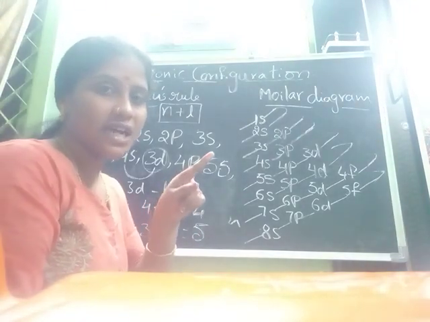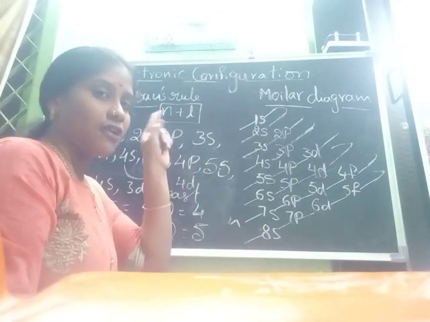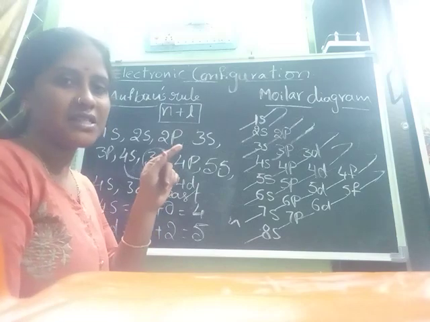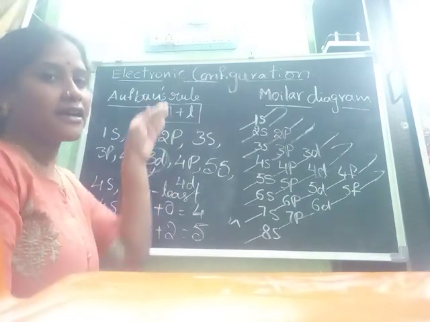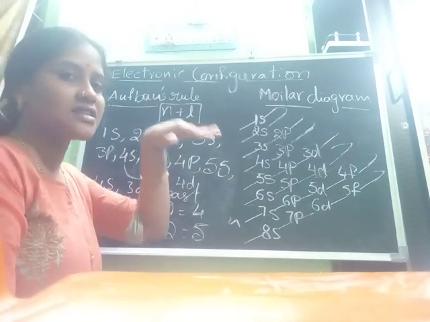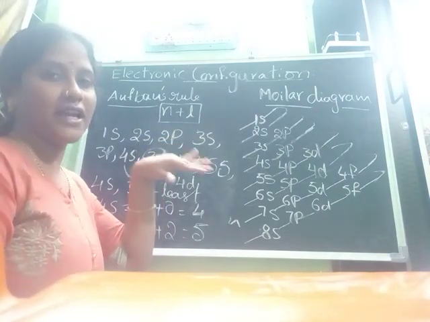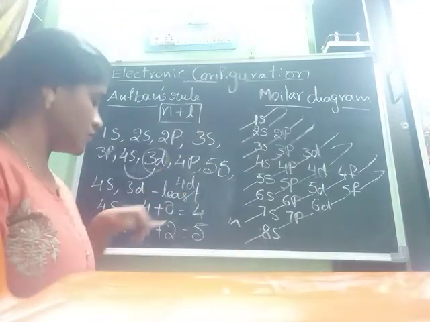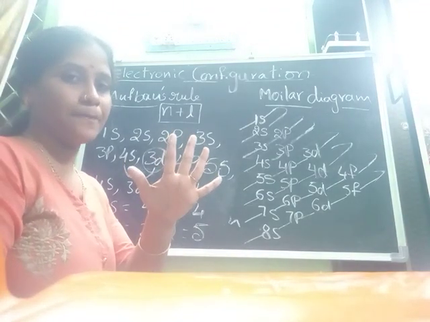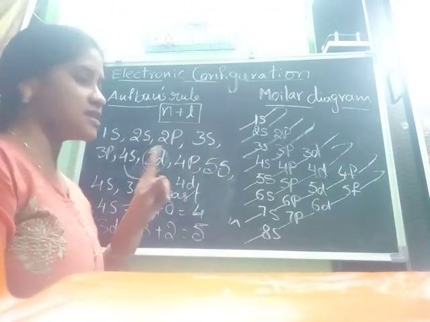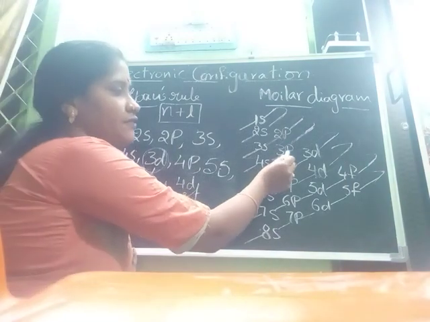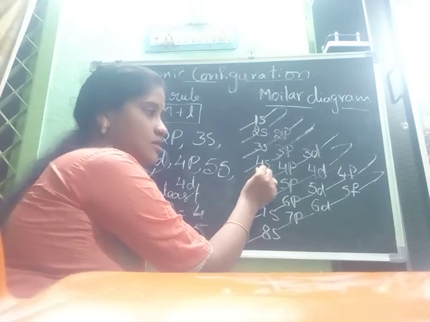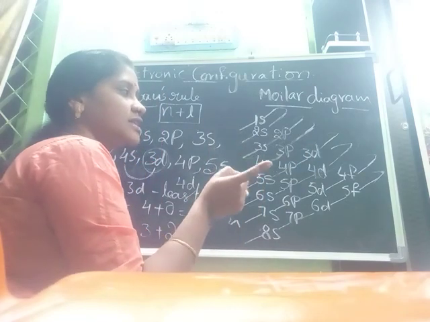So what I said in the starting, electrons will follow the Aufbau principle also. What does the Aufbau principle say? Electrons will enter first into the orbital which has the least n plus l value. 4s contains the 4 value, 3d contains the 5. So which is the least one? 4s is the least one. So after 3p, electrons will enter into the 4s, not 3d.